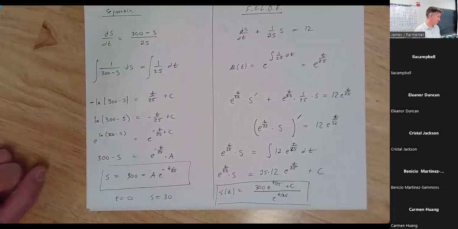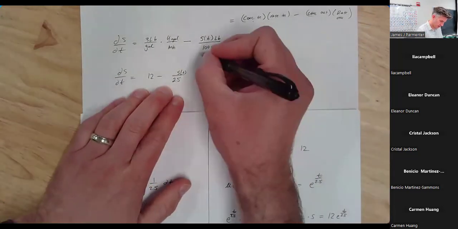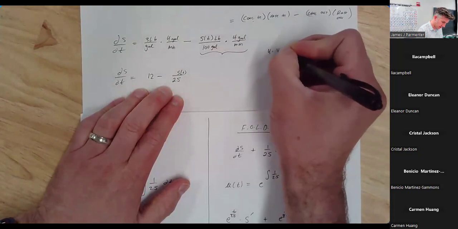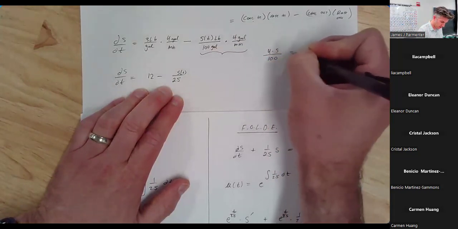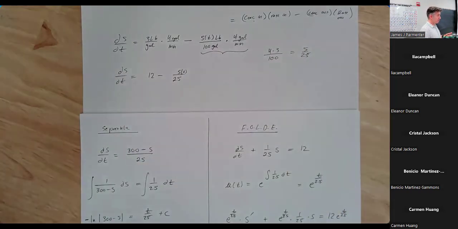Question? So for this one, it was only s over 25 because we had 4 gallons going in and 4 gallons going out, right? Right. So up here, this part here is equal to 4 times s divided by 100, which is s over 25, because the volume going in and going out are the same. And I know there's some problems where the volume is different, and that's when we would do the 1 minus the other times t on the bottom, right?